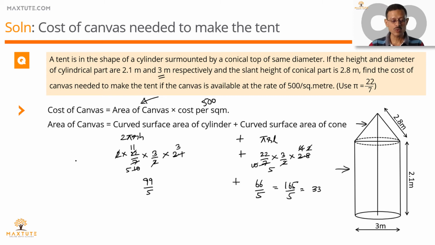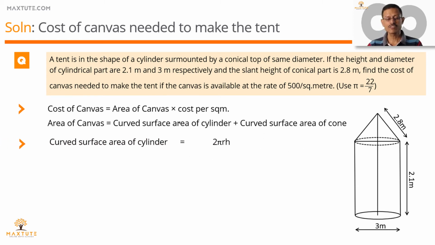But before that, let's quickly summarize the calculation of the area of the canvas. Curved surface area of the cylinder is 2 pi rh, which is 2 into 22 by 7 into 3 by 2 into 2.1. I'm just going to run through this calculation once again to drive home the point. Always work with integers instead of decimals. So this is going to be 3 times 0.7 and this is going to be 10 times 0.7. We can cancel this 2 with this 2, and 22 and 10 with 11 and a 5. So 11 into 3 into 3, 99 by 5, is the curved surface area of the cylinder.